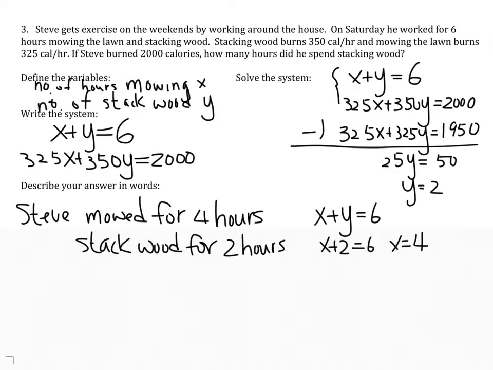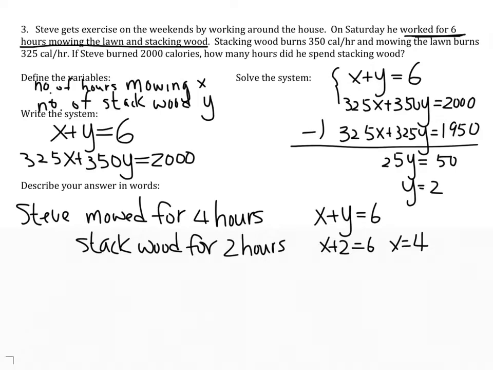Question number 3. Steve gets exercise on weekends by working around the house. On Saturday, he worked for 6 hours mowing the lawn and stacking wood. So notice that here, he worked a total of 6 hours, mowing and stacking together. Stacking wood burns 350 calories per hour, and mowing the lawn burns 325 calories per hour. If Steve burned 2,000 calories, how many hours did he spend stacking wood?